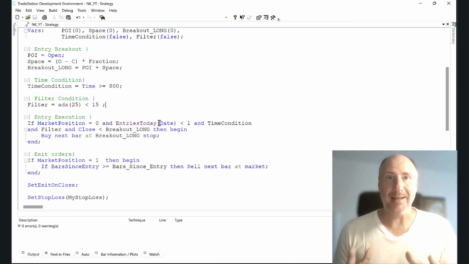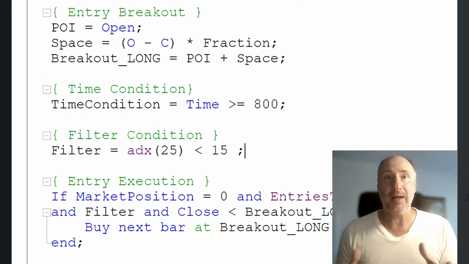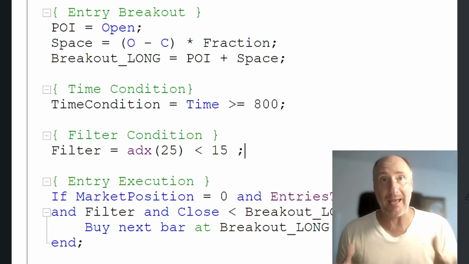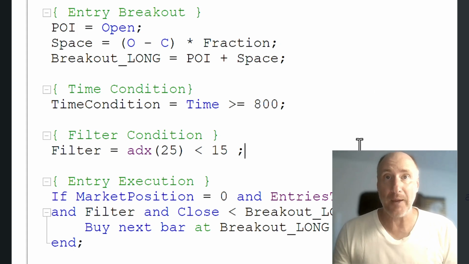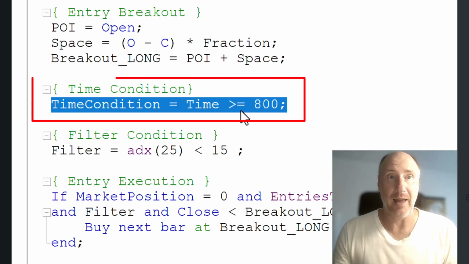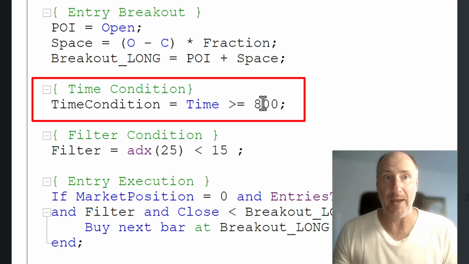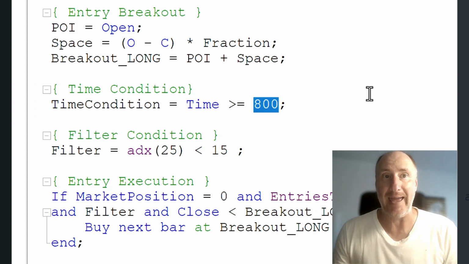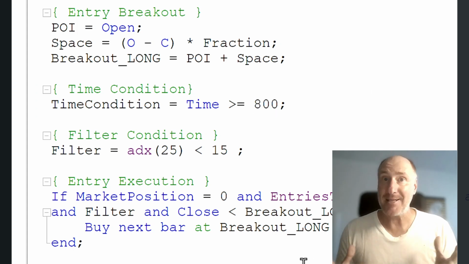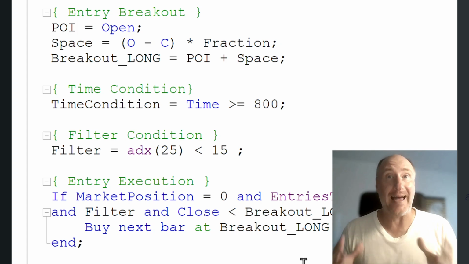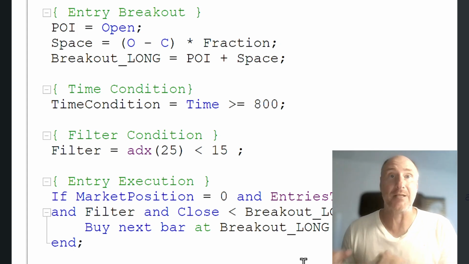Next, let's add the time condition. You want to enter usually during regular trading hours or after the market opens, so you have enough liquidity. The futures market is traded in Chicago, and usually the liquidity starts about 8 a.m. Chicago time. That's why we can create just a simple condition like time needs to be greater or equal to 8 a.m. Chicago time.